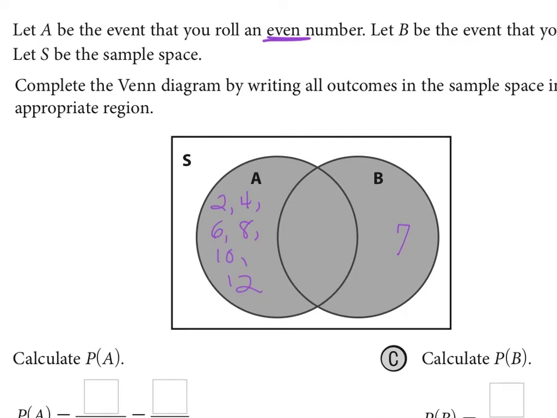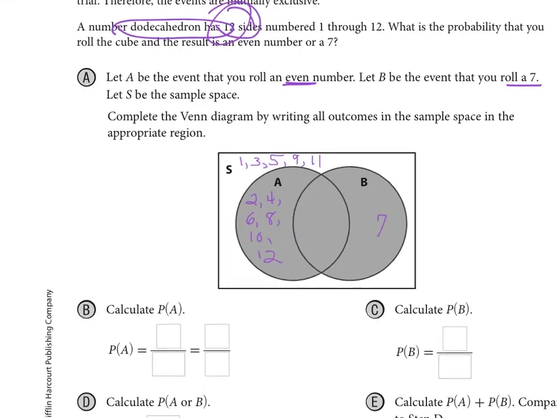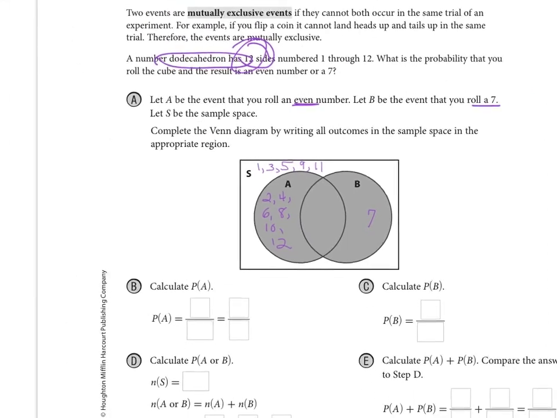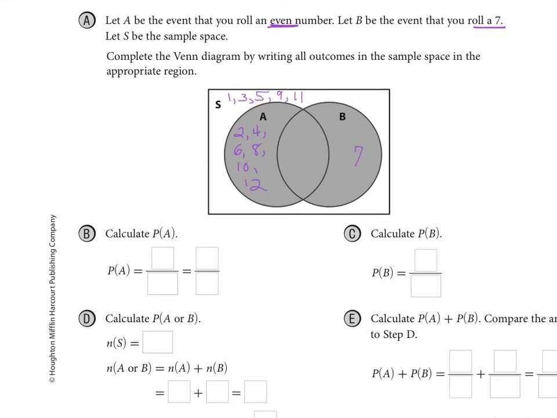To fill in the rest of our sample space, all the other odd numbers that are not 7, so 1, 3, 5, 9, and 11, would be there. Okay, so that's filling in our diagram. Now if we zoom back out, we can talk about calculating the probabilities that we're looking for here.